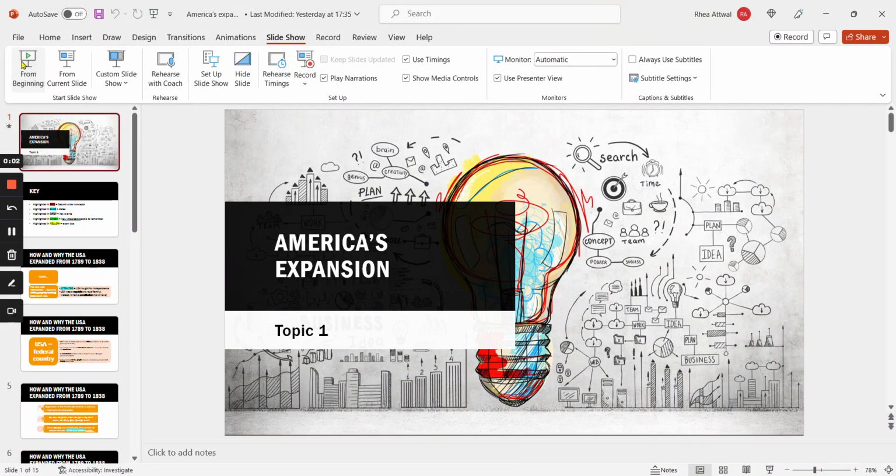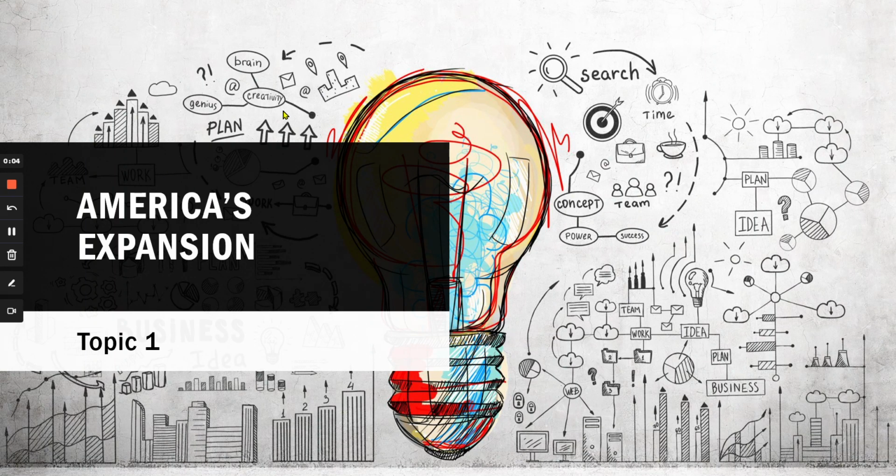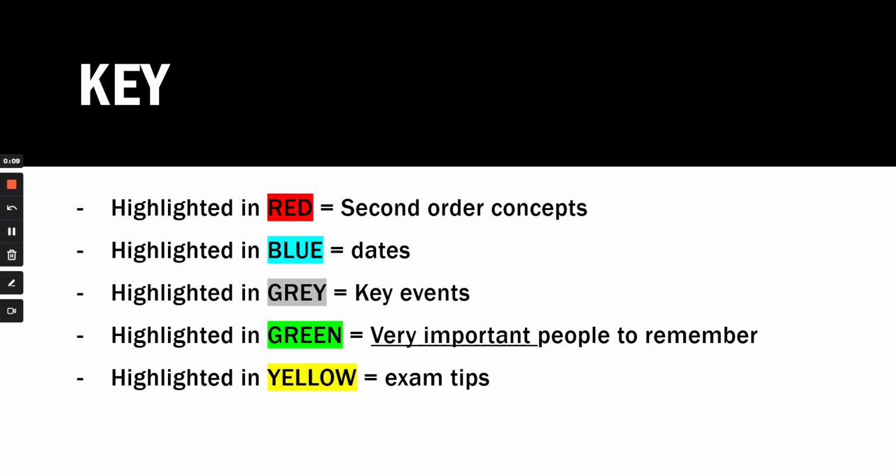In this video, we're going to be looking at the making of America, topic 1, which is America's expansion. So before we get started, here's a key of what you might see in this video.